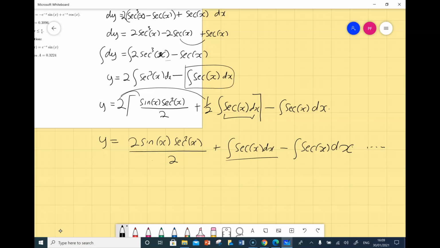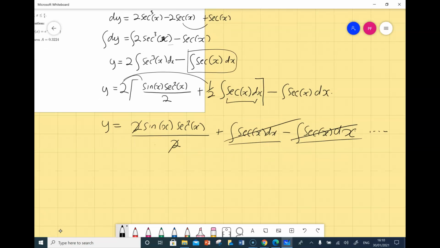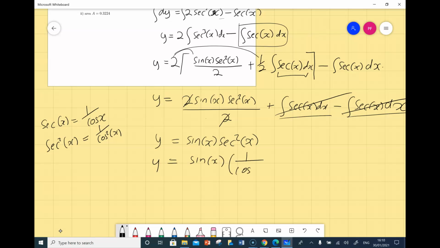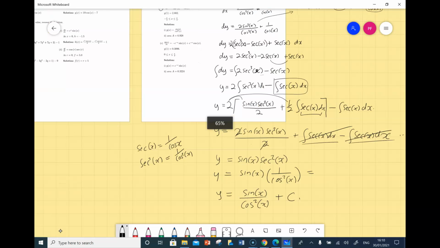Okay, now it's handy here. I have sec x dx minus sec x dx. They cancel each other out. And my 2's here, gone as well. So y is equal to sine x times sec squared x, which is absolutely fine. But of course, just to make it look like hers, we also know that sec x can be written as 1 over cos x. So I could write sec squared x as 1 over cos squared x. So y is equal to sine x times 1 over cos squared x, which is just y is equal to sine x over cos squared x. And don't forget, plus c.